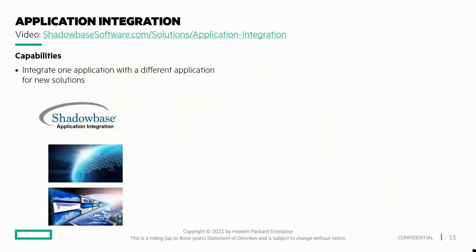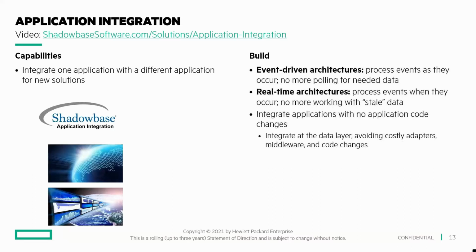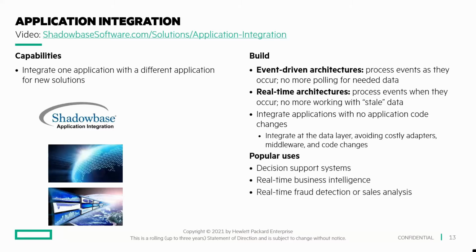Shadowbase application integration integrates one application with a different one for new solutions. You can build event-driven architectures, real-time architectures, ones that don't poll the database or work with stale data. It integrates applications without any code changes. It's used for decision support systems, real-time business intelligence, real-time fraud detection. The use cases are almost endless here.